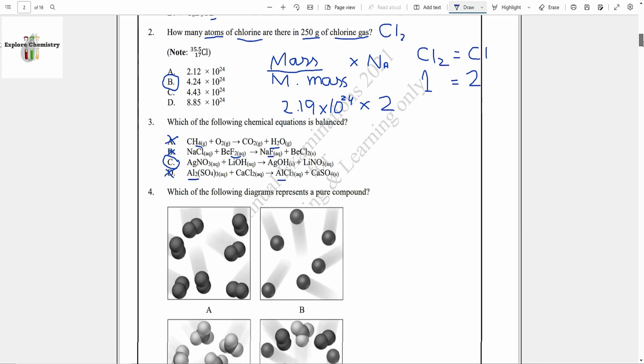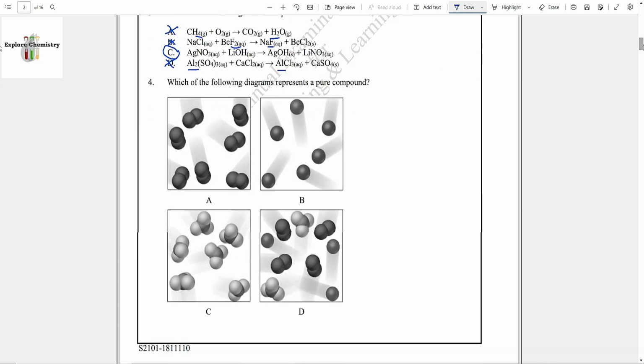Now MCQ number 4, which of the following diagram represents a pure compound? A compound is having more than one type of atoms or more than one element. So this structure is showing pure compound. A is showing a diatomic gas, a diatomic molecule, but it is made up of only a single element. So it will be considered as an element, not a compound.